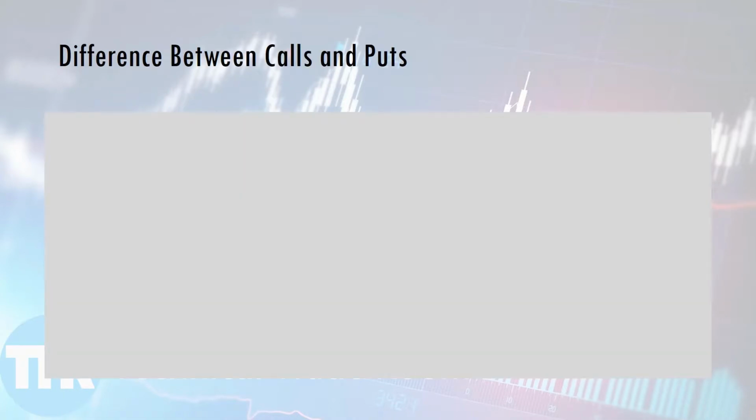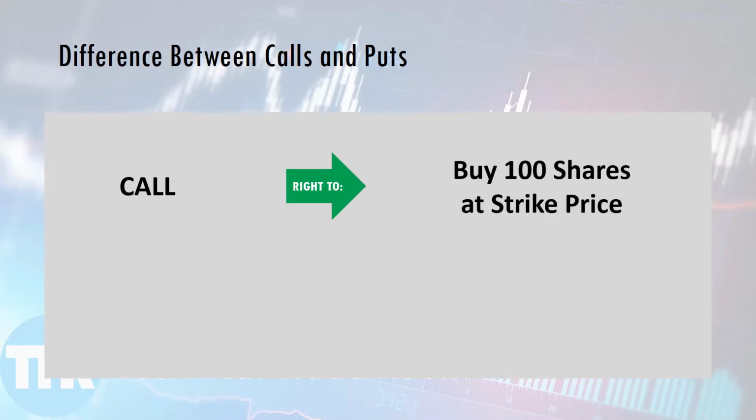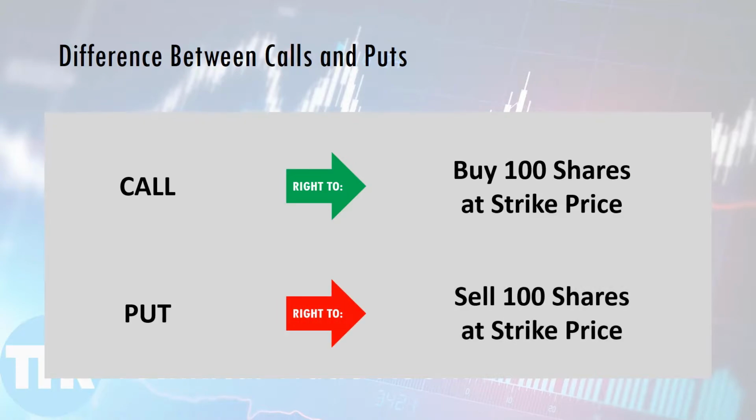The first thing you're going to want to know about options contracts is that there are generally two different types of options. First are calls, which give the buyer the right to buy 100 shares of a particular stock at an agreed upon price, also known as the strike price. Second are puts, which give the buyer the right to sell 100 shares of a particular stock at the agreed upon strike price.